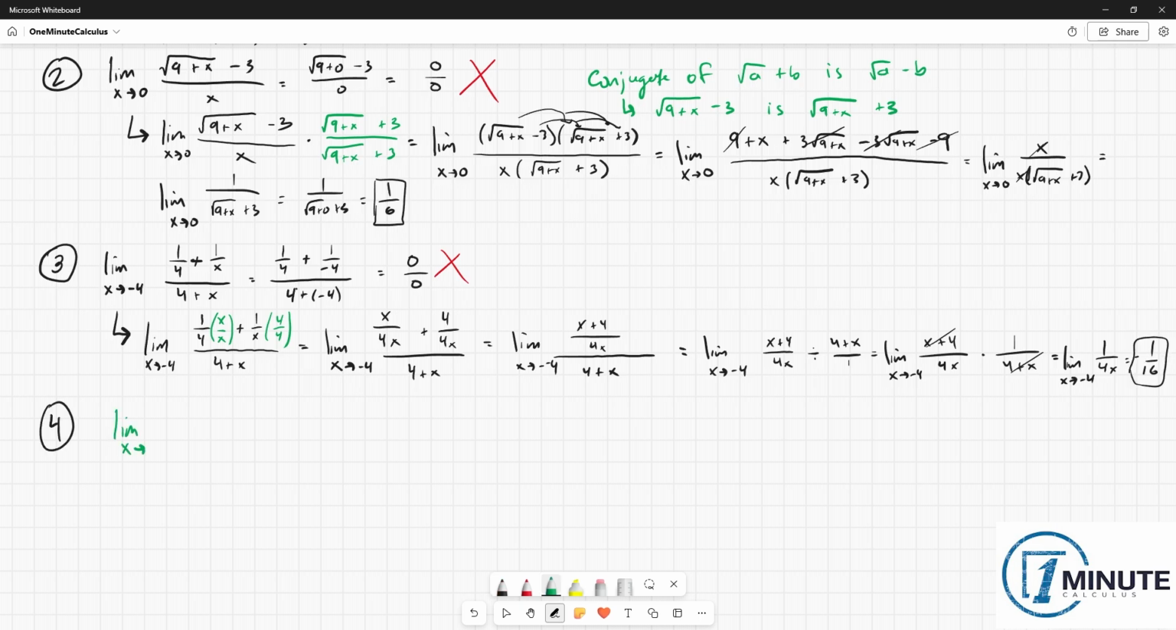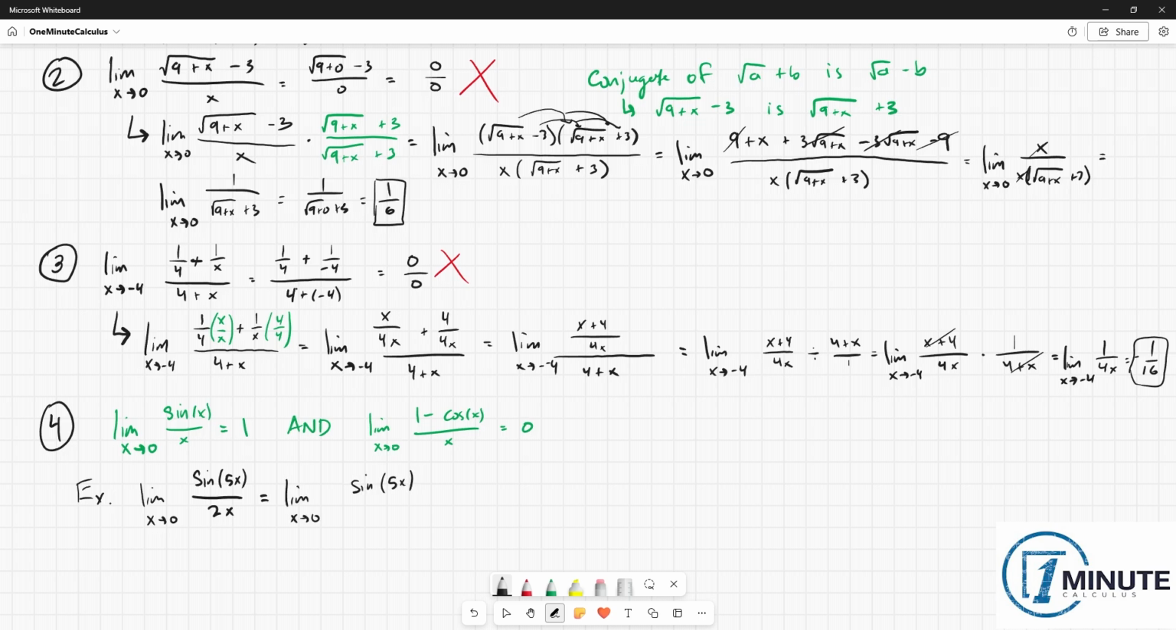The last case we'll look at is trig limits. There are a couple important trig limit theorems that say limit as x goes to 0 of sine x over x is 1, and that the limit as x goes to 0 of 1 minus cosine x over x is 0. Usually we aren't given these limits exactly. There's usually some additional algebra or trig identities we have to apply first. But anytime you get an indeterminate trig limit, you should be aiming to simplify it into one of these two limits.